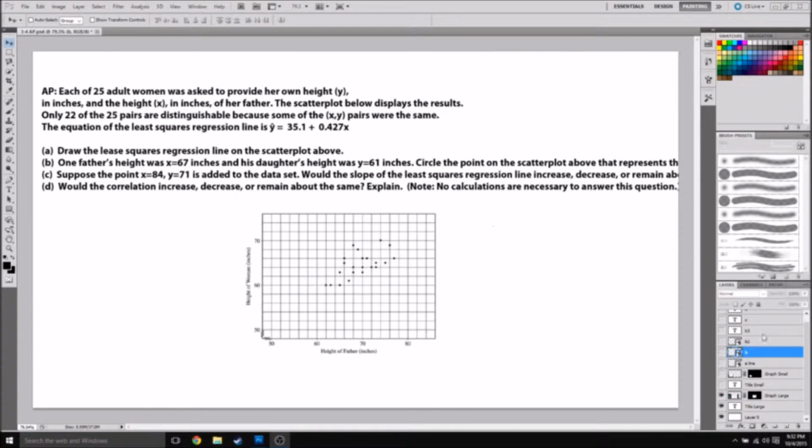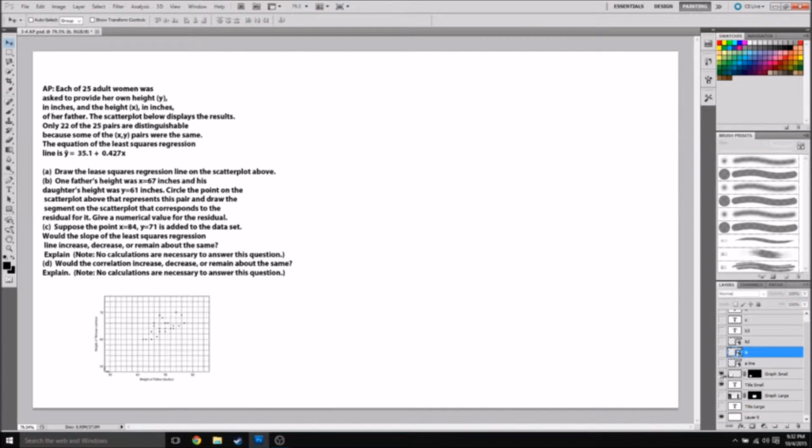This is the chapter 3 and 4 AP question. So we're trying to find the heights of 25 women compared to their fathers. Right here we have to draw the least squares regression line, which if I put this up, it's right here.